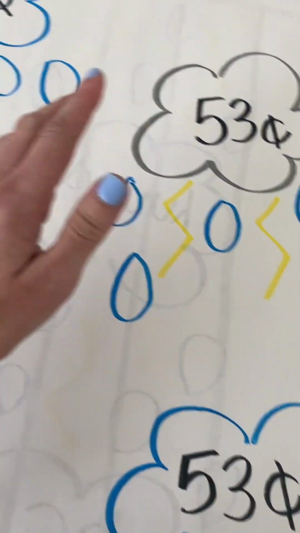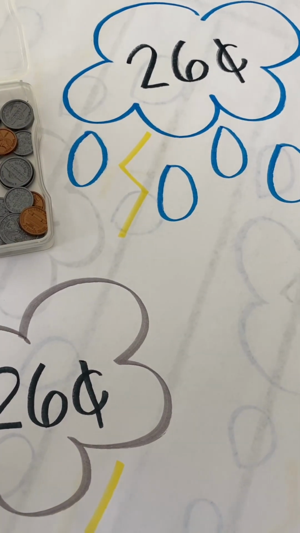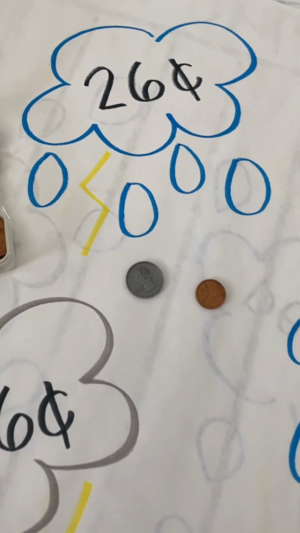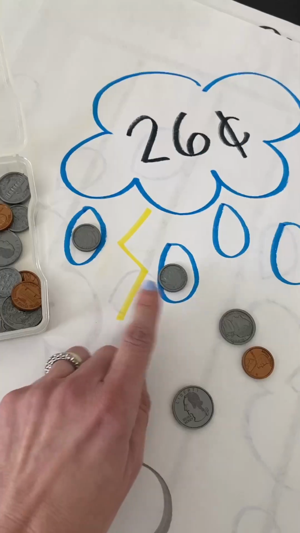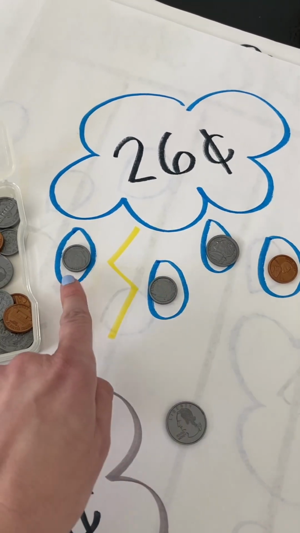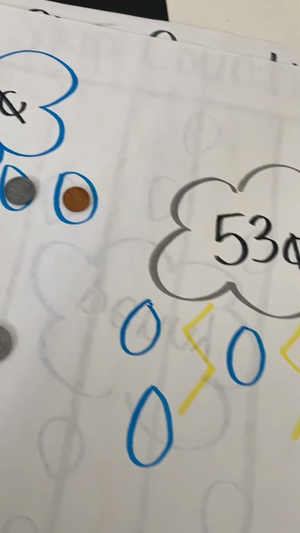So for example, with 26 cents, obviously they could build it with a quarter and a penny, but here you're wanting them to think a little bigger and build it with 4 coins. So it would be 2 dimes, a nickel, and a penny. So they're having to fill each raindrop with a coin to match the value inside the cloud.